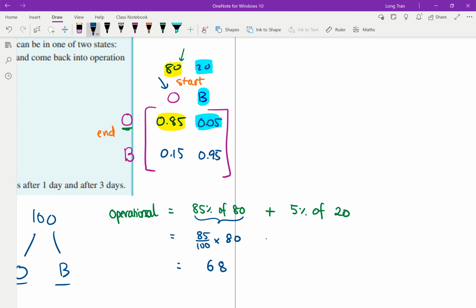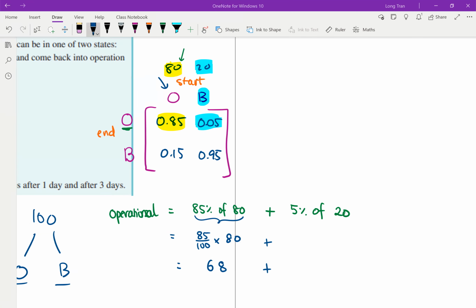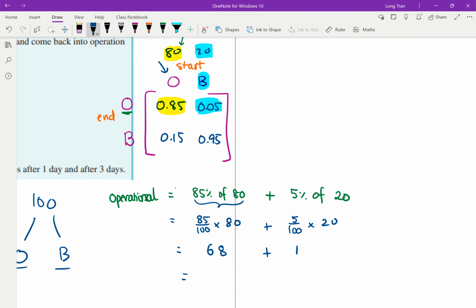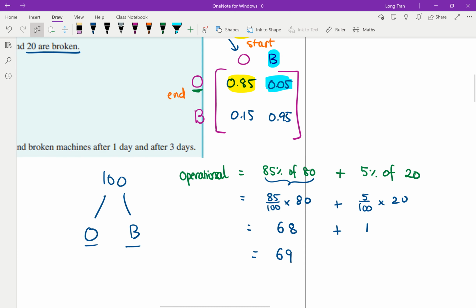Plus 5% of 20. 5 over 100 of 20 works out to be 1. So in total, there are 69 machines. By the end of the day, out of the 100 machines, I can say that 69 of them were operational and the remainder were broken. So that means 31 of them were broken.